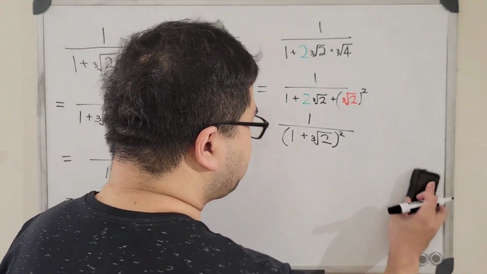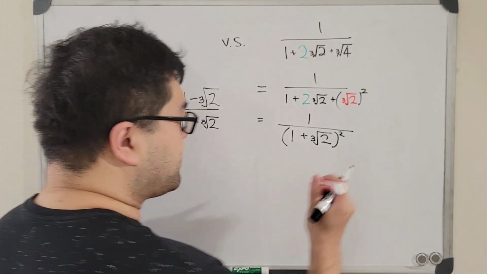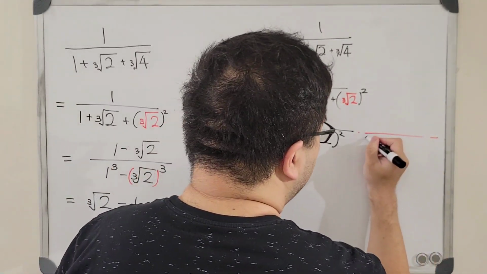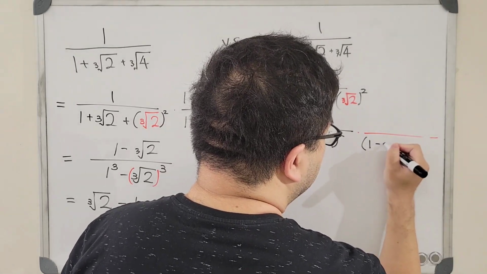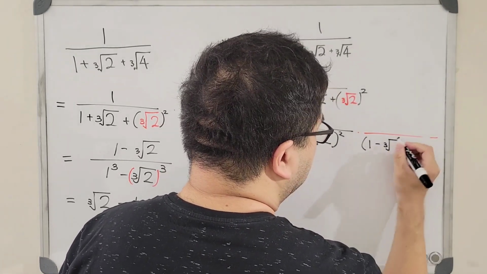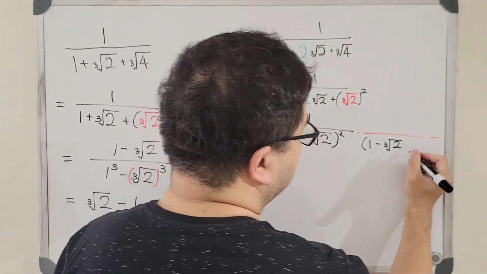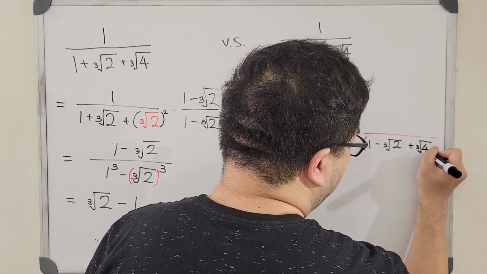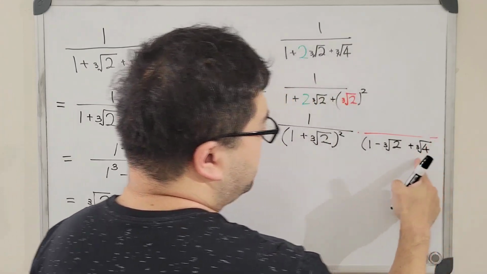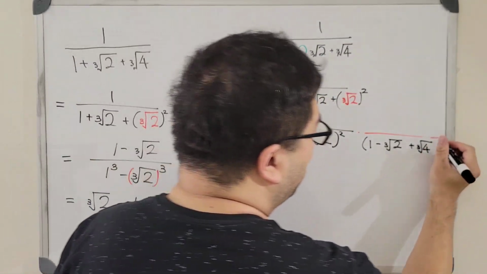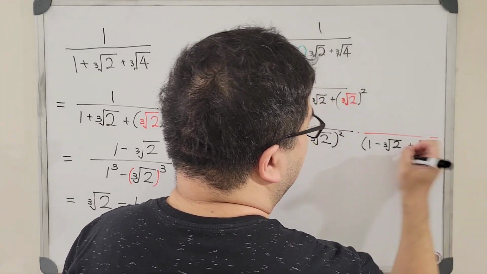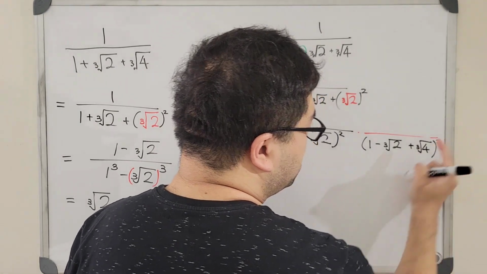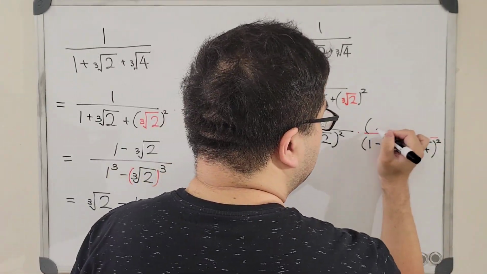And therefore, we need to multiply the fraction by 1 minus 1 times the cube root of 2, which is the cube root of 2 itself, plus the square of the cube root, which is the cube root of 4 in this case. And since we have 2 copies in the denominator, we need to multiply with 2 copies as well.